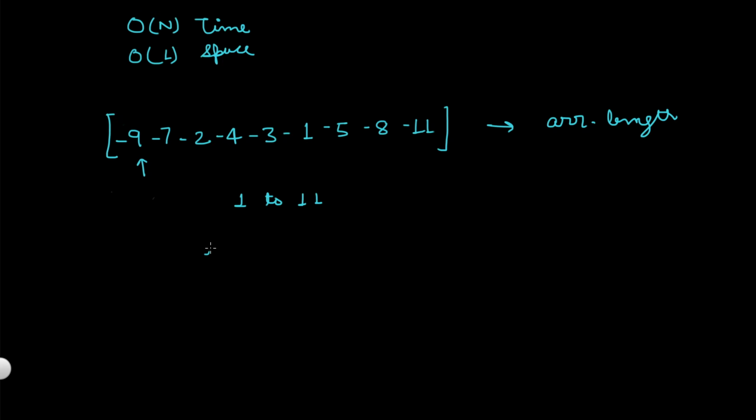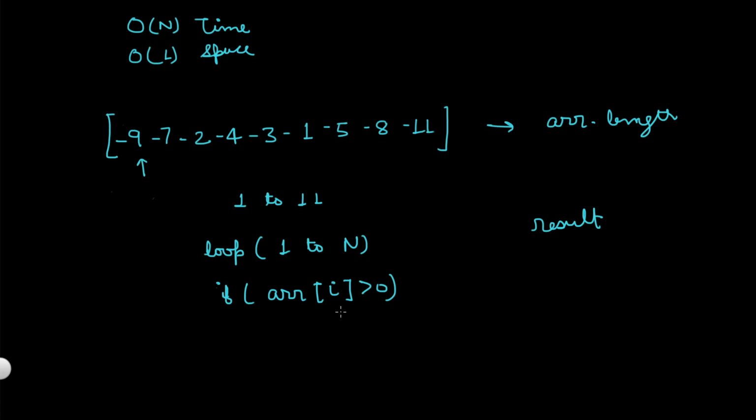So what I'll have to do is loop from 1 to n, and inside that I'll have to check if the array at my current position is greater than 0. If it is greater than 0, then I'll have a result array and I'll add my current element in that. So I will do something like this: result dot add, and then I'll have to add the indices.